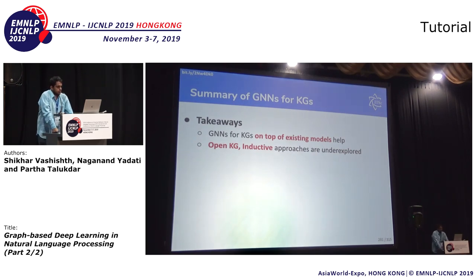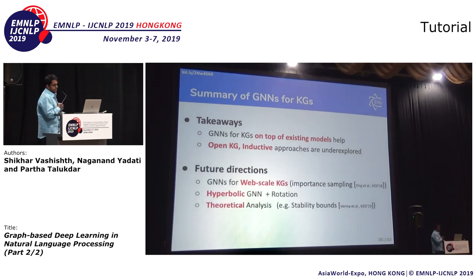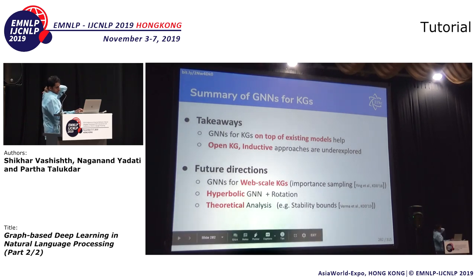The main takeaways, to briefly summarize graph neural nets for knowledge graphs: graph neural nets on top of existing models help, and open knowledge graphs and inductive approaches are relatively less explored. Some future directions: we can scale these GNNs for web scale knowledge graphs. One interesting technique could be importance sampling to sample neighbors. The current state of the art for knowledge graph embedding is hyperbolic rotation, and we also have hyperbolic graph neural nets. Maybe we can have the best of both worlds, hyperbolic graph neural nets and hyperbolic rotation, to further improve KG embedding performance. We can also analyze these models theoretically, for example, stability and generalization error bounds.